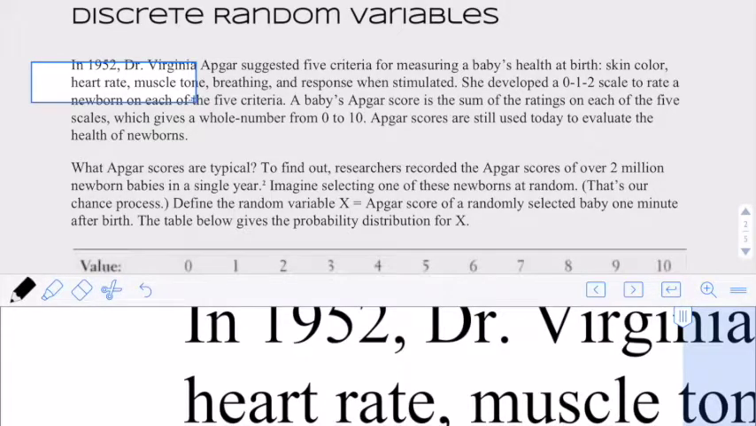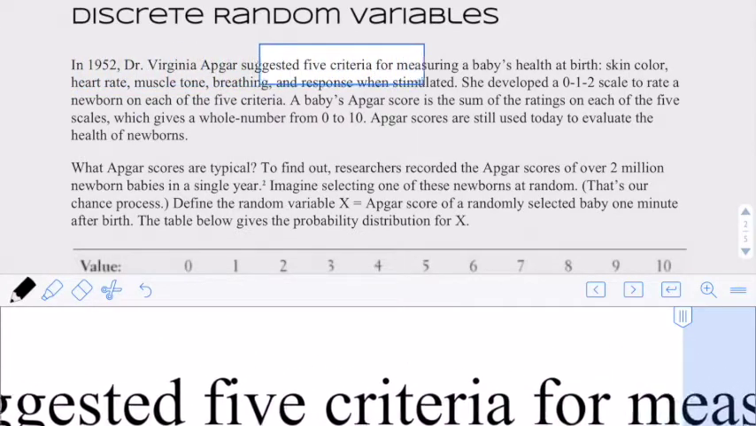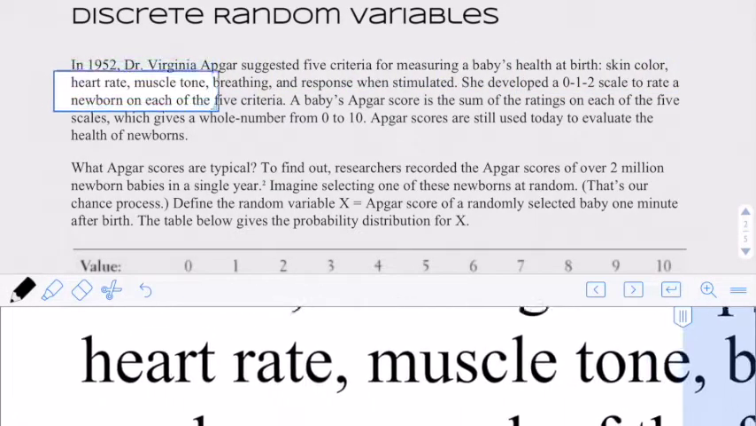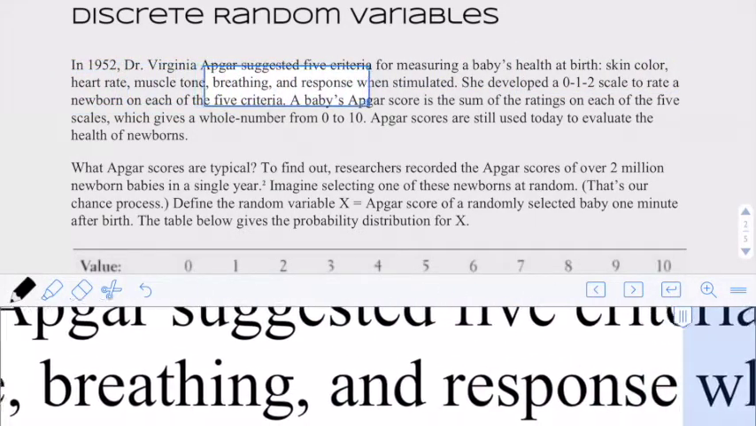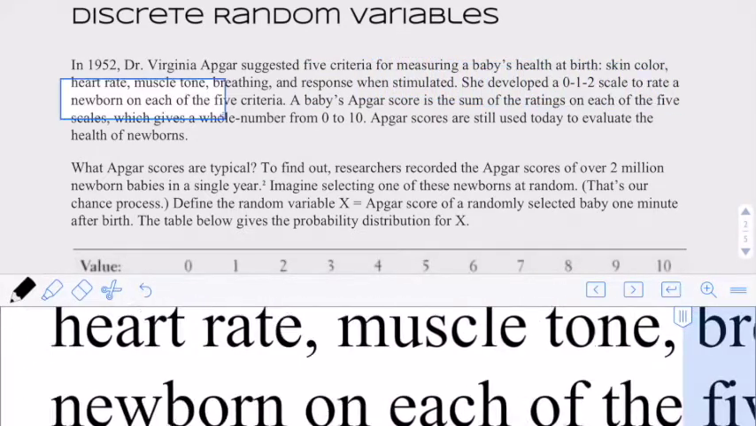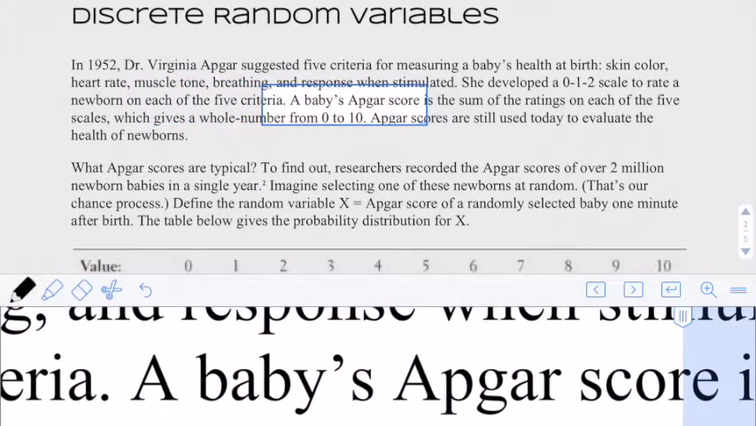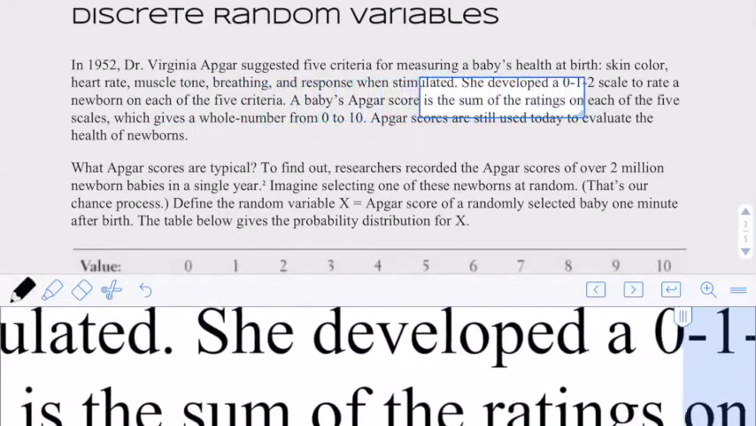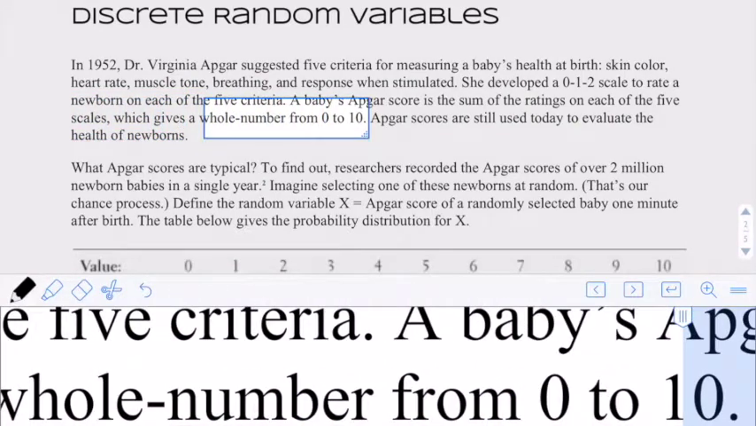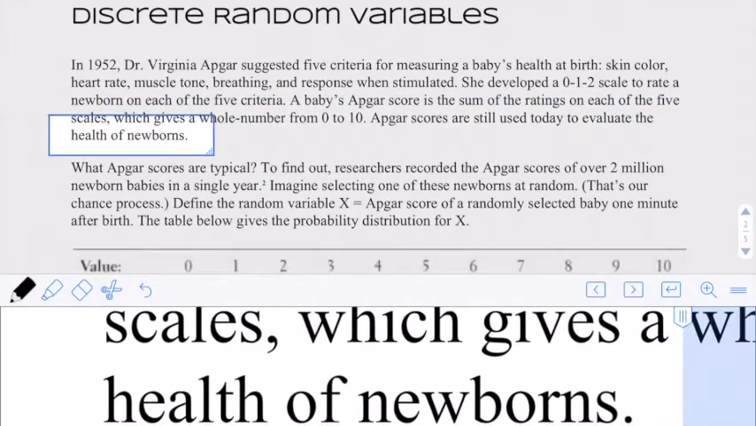In 1952, Dr. Virginia Apgar suggested 5 criteria for measuring a baby's health at birth: skin color, heart rate, muscle tone, breathing, and response when stimulated. She developed a 0-1-2 scale to rate a newborn on each of the 5 criteria. A baby's Apgar score is the sum of the ratings on each of the 5 scales, which gives a whole number from 0 to 10. Apgar scores are still used today to evaluate the health of newborns.